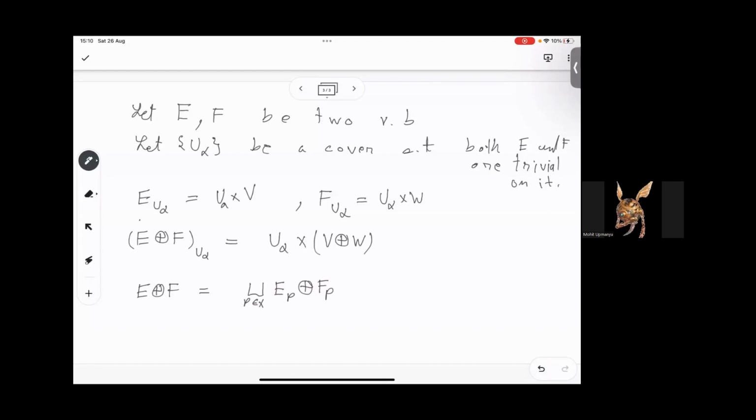Now what we want to do is give E direct sum F a topology. The way we do this is to say that V, a subset of E direct sum F, is open if V intersected with E direct sum F restricted to U alpha is open for all alpha. So the point is that E direct sum F over U alpha is topologized by saying that this map is an isomorphism.